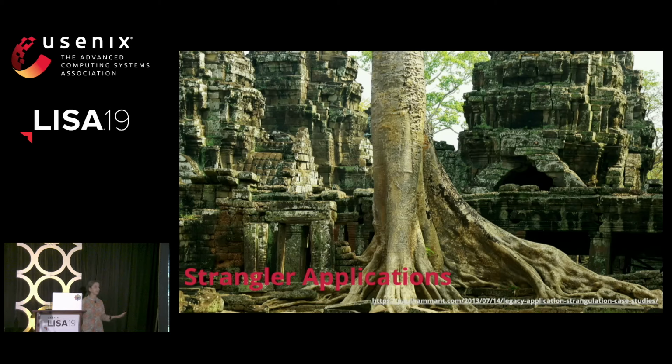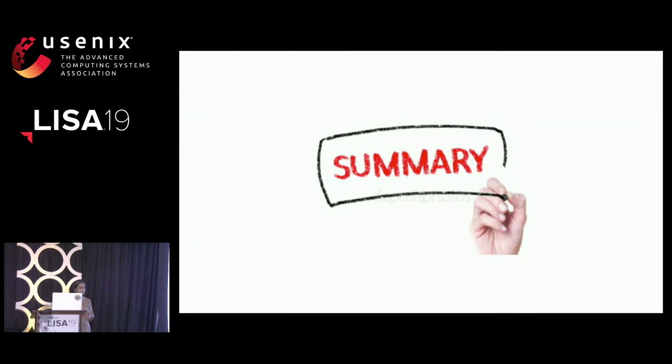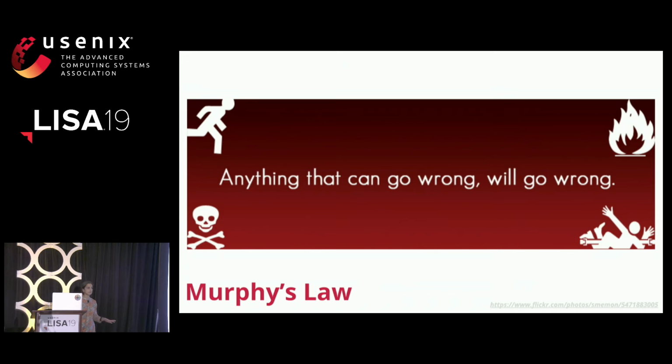So this is called the strangler application pattern, which is very common for killing monoliths and creating microservice applications. Okay, so just to summarize, things will always go wrong in production, and we need enough hooks to make sure that we can always go back to the earlier implementation.